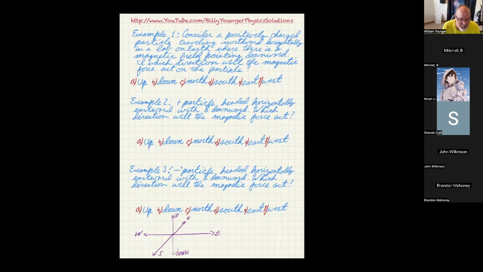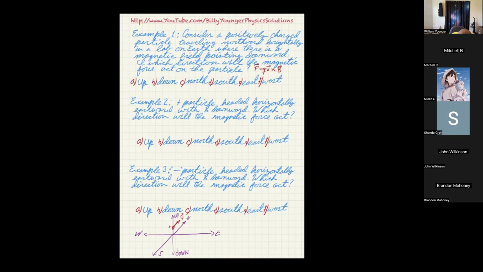All right, so everybody sees that I have a north, south, east, west diagram down on the bottom left of the page. What we have in this first example is a positive particle moving northward, like this way. That is the velocity, and it's a positive particle. So what we're making use of, by the way, is F equals QV cross B, which we talked about somewhat ad nauseam last time.